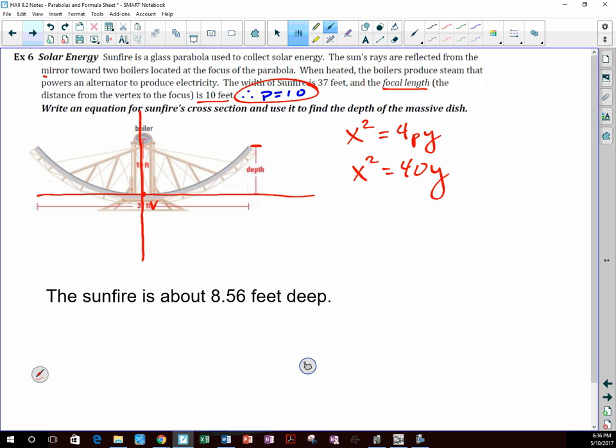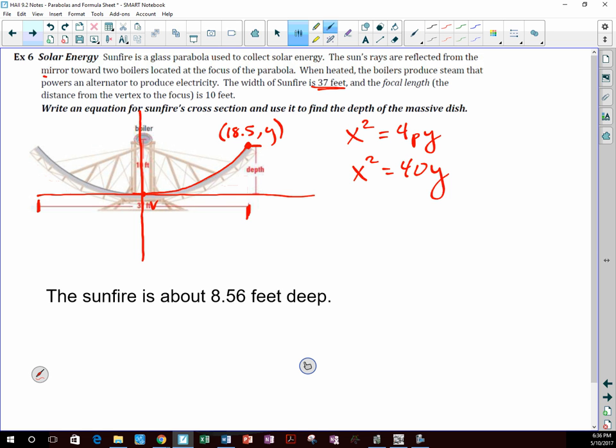So we need to use this 37 feet that they give us. The width of this is 37 feet, so from here to here is 37 feet. So basically what we know is that we know a point on this parabola. The point that we know is not 37. It's going to be half of that, 37 divided by 2, or 18.5, comma y. We just don't know what that y value is.